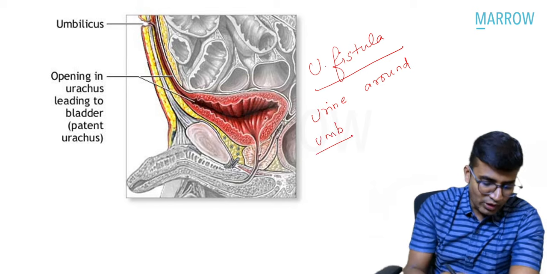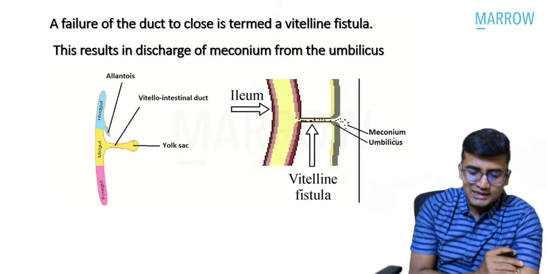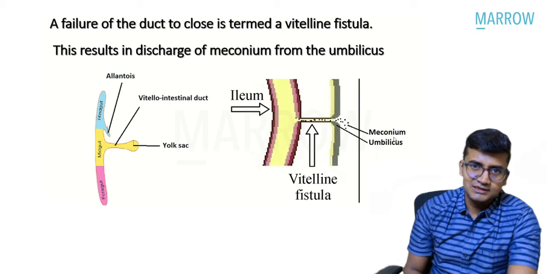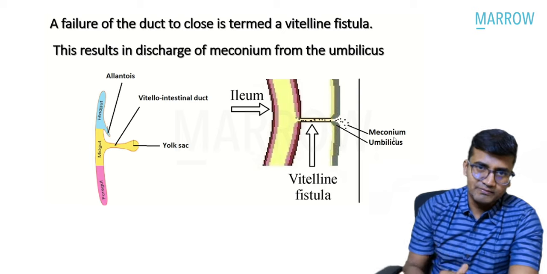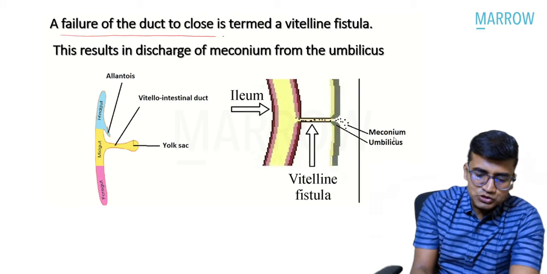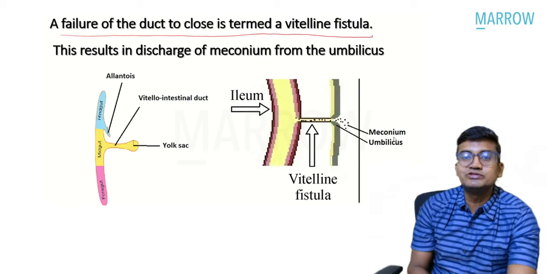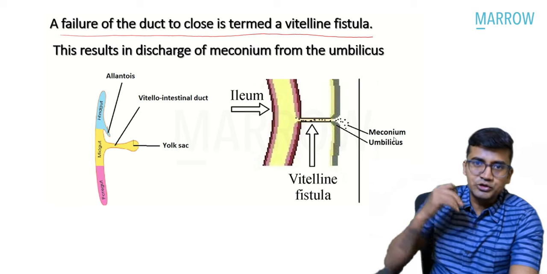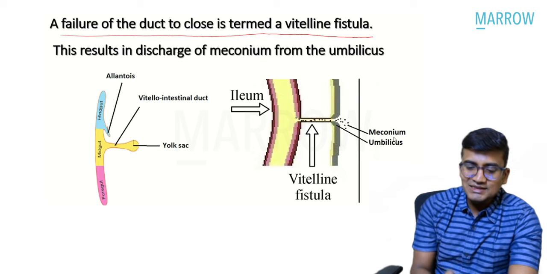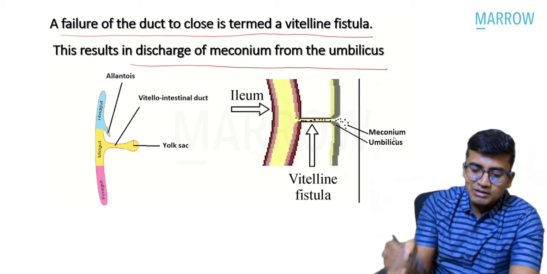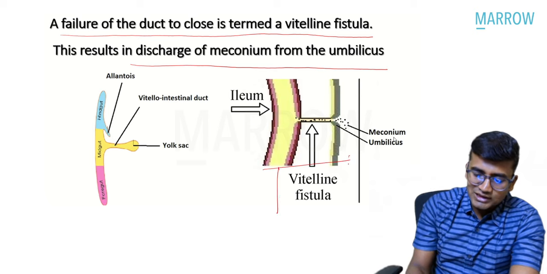Now we also have one more duct, that is our vitelline duct. The vitelline duct is connecting the midgut to the yolk sac and it will disappear. For some babies, there is failure of the vitelline duct to close, which is termed vitelline fistula. Now we have a communication between the gut tube and the umbilicus. In this case, the baby will be passing meconium around the umbilicus, that is due to vitelline fistula.